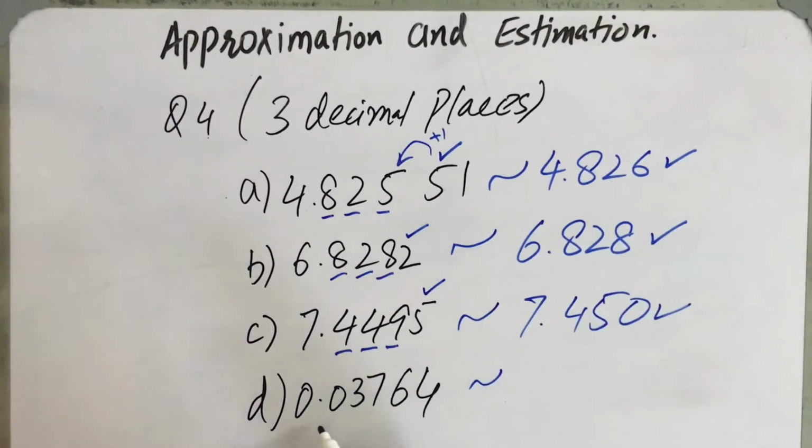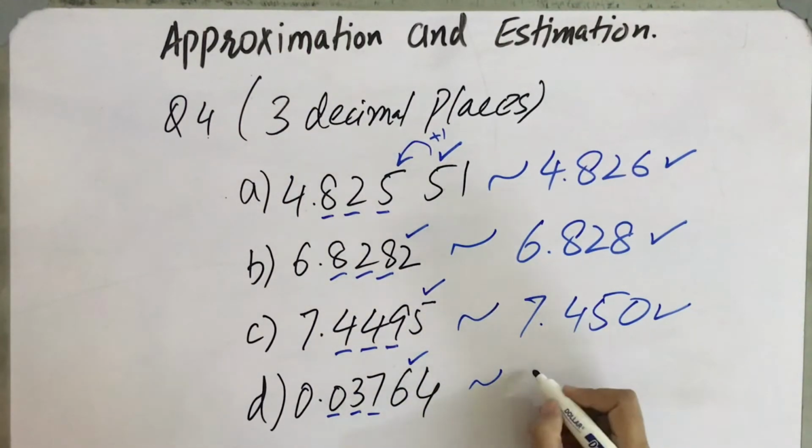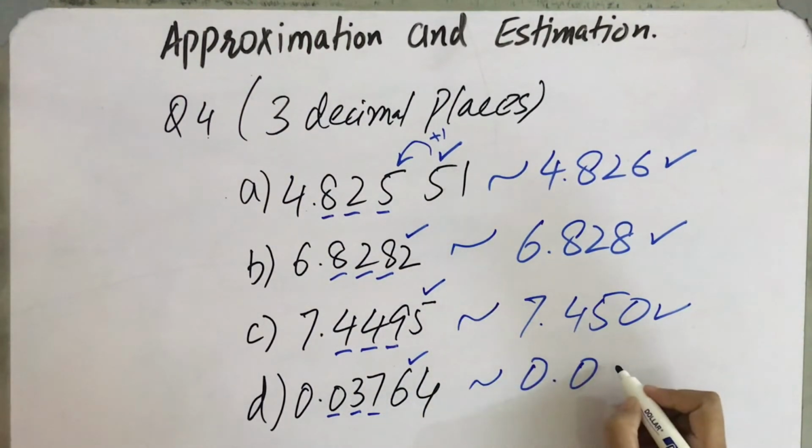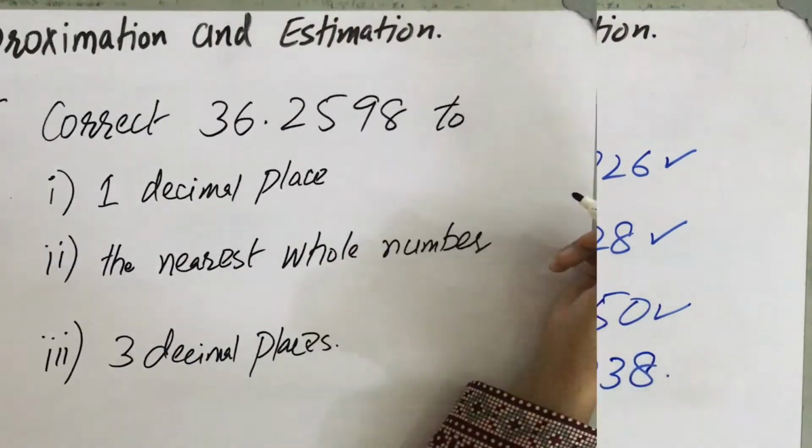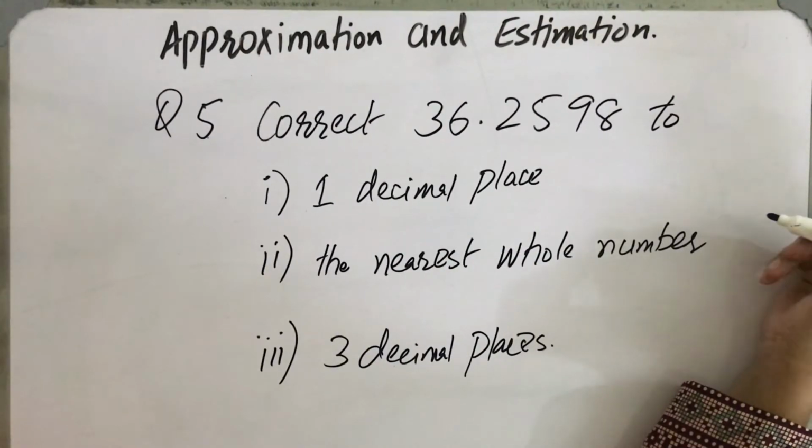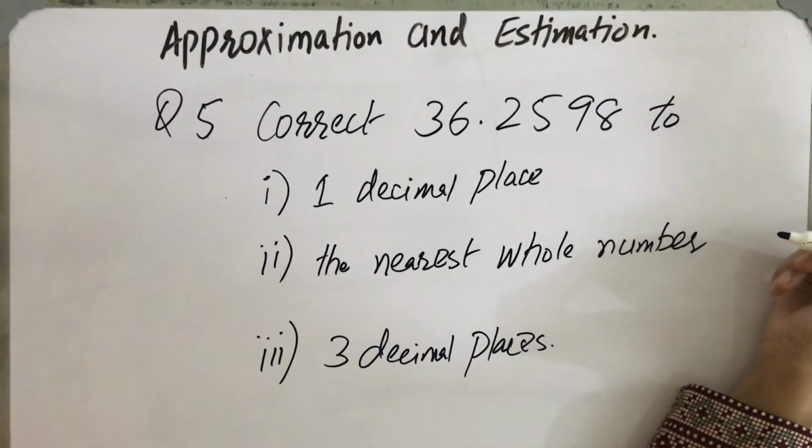So the last one, first number after the decimal, second, third. This 6 will give 1 as it is more than 5. We shall have 0.038. Okay, the last question related to decimal places and whole number. Then we shall go for significant figures.